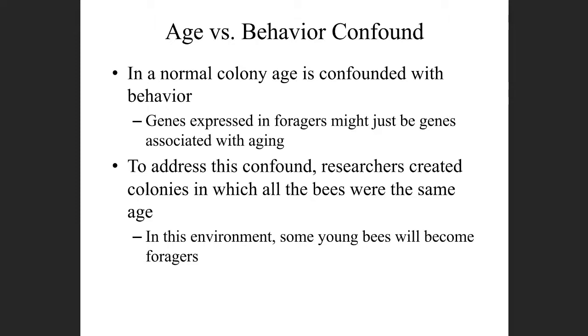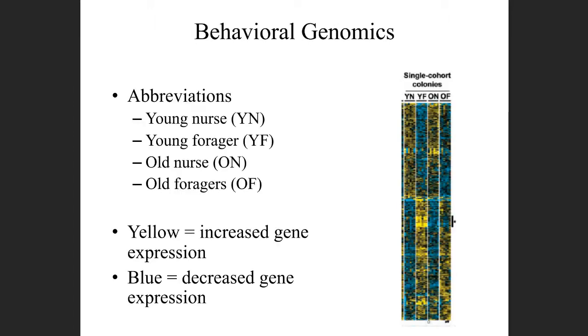And in this context, partly because of the needs and the hunger for the hive, some young bees are going to end up being sort of forced into being foragers. So they'll be the same age as the nurse bees, but they will be foraging. And then you see what genes are being upregulated. They show up in yellow, and which ones are being downregulated or expressed, and those are in blue. And there are a bunch of genes that are associated with being a young forager or an old forager.